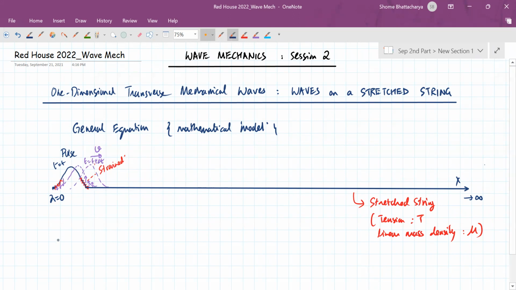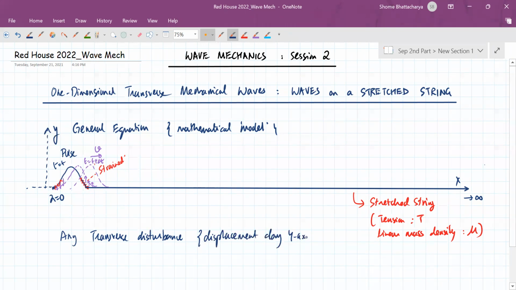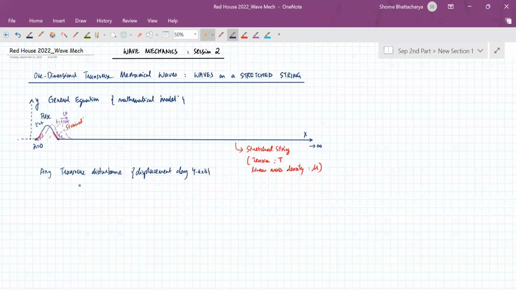Okay, so any transverse disturbance creates a displacement along the y-axis, along the transverse axis, which is perpendicular to the medium, which is along the x-axis. So it creates displacement along the y-axis at any point on the medium, x equal to x.